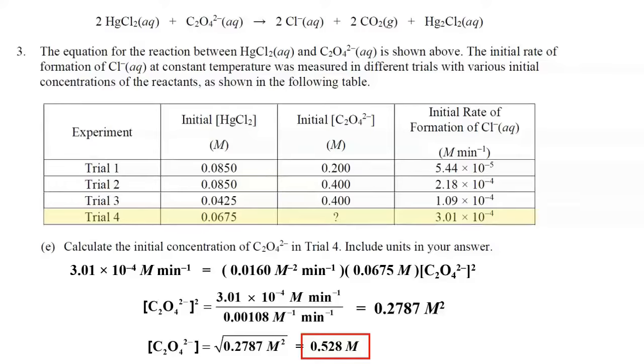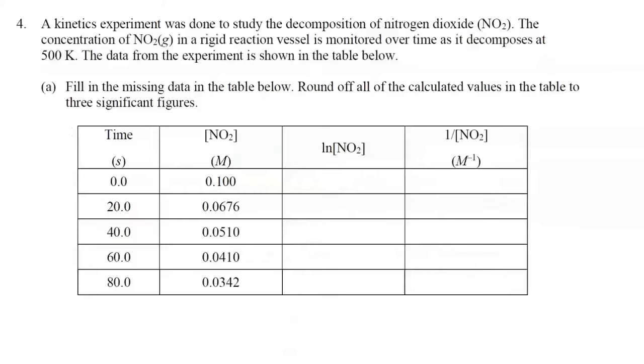Well, hopefully that calculation makes sense. Let's move on to question 4. In question 4, it says, a kinetics experiment was done to study the decomposition of nitrogen dioxide, NO2. The concentration of NO2 in a rigid reaction vessel is monitored over time as it decomposes at 500 Kelvin. The data from the experiment is shown in the table below. Part A, fill in the missing data in the table below. Round off all of the calculated values in the table to 3 significant figures.